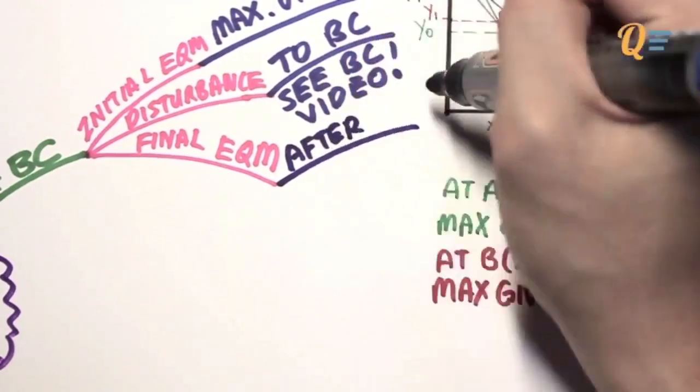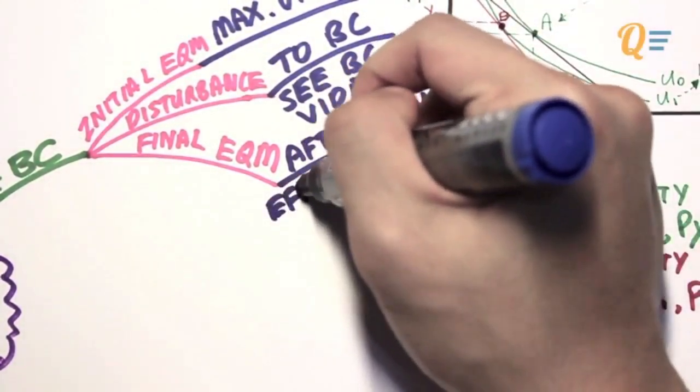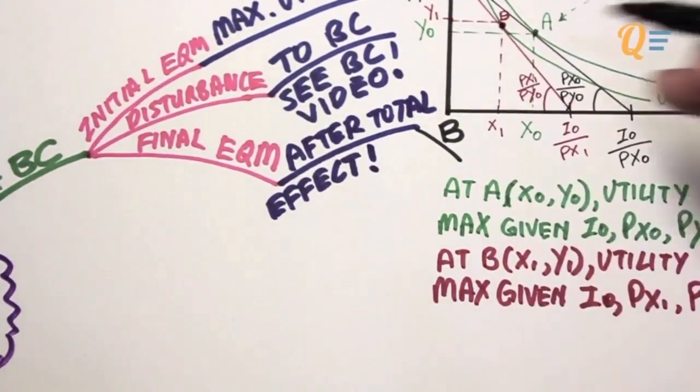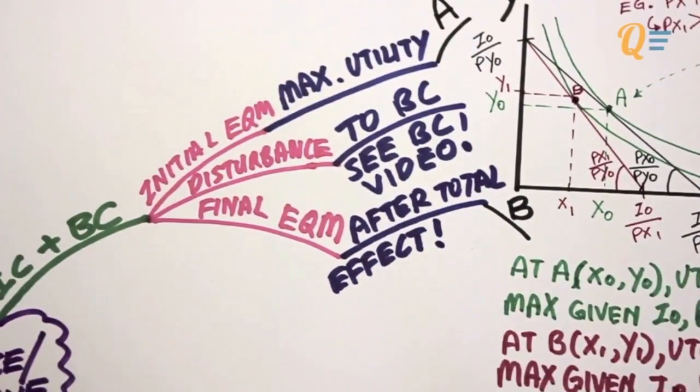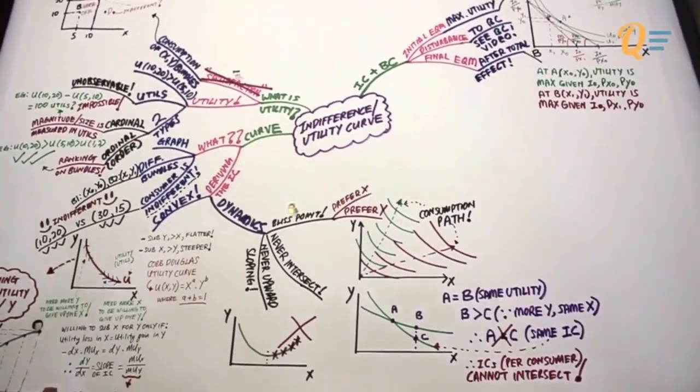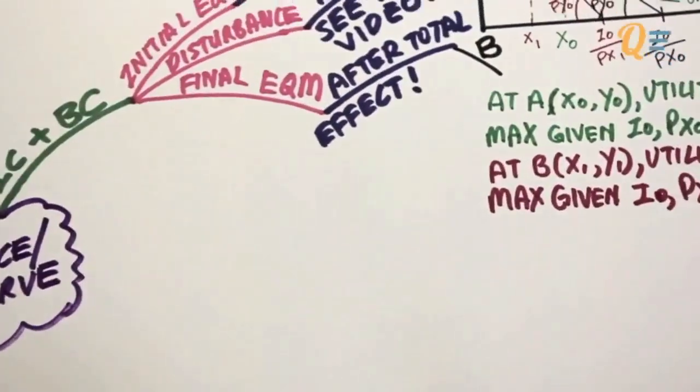We demarcate the final equilibrium, which is after the total effect, which is something I'll go through later. We demarcate this as point B. So that actually sums up the entire concept of how the indifference curve or utility curve works. Remember, they are the same thing.